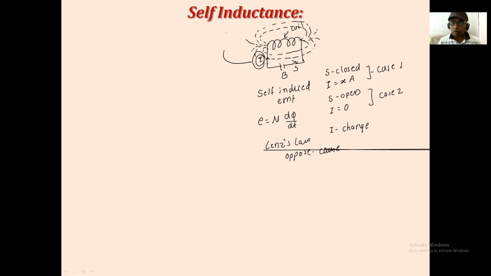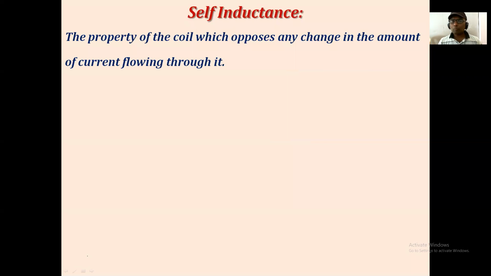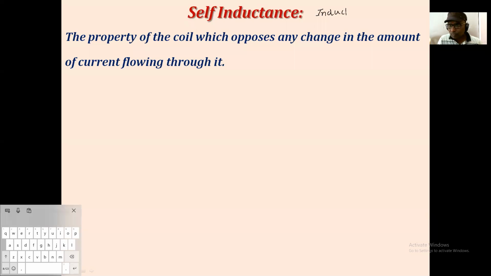This property of a coil is known as self-inductance. Is it clear? Now try to read it. Let me show the definition. The property of a coil which opposes any change in the amount of current flowing through it is known as self-inductance, or simply it can also be known as inductance. It is represented with a capital L.